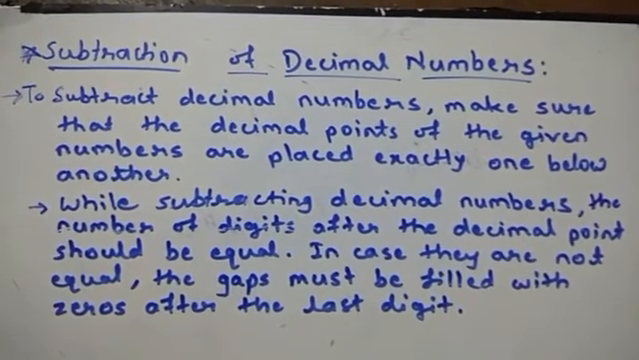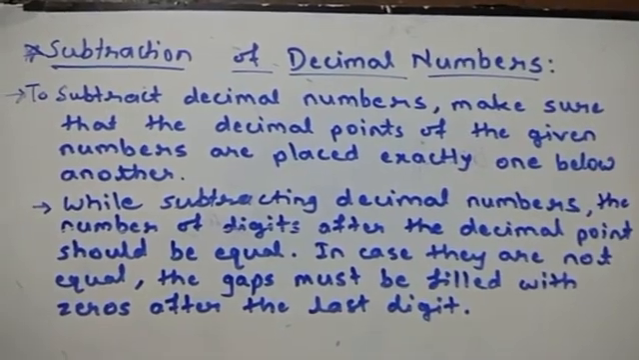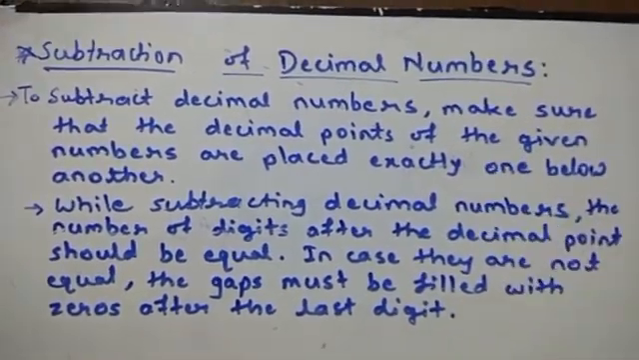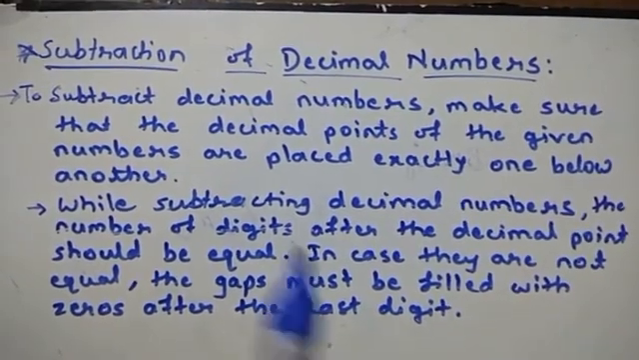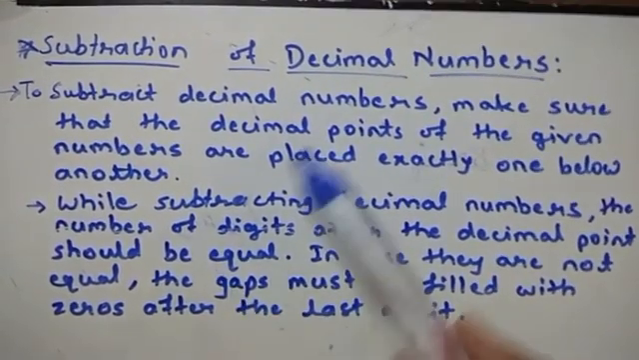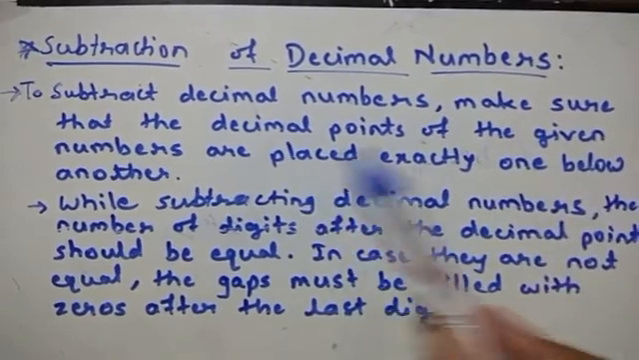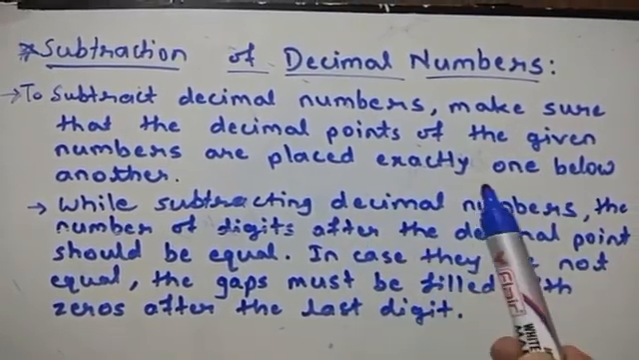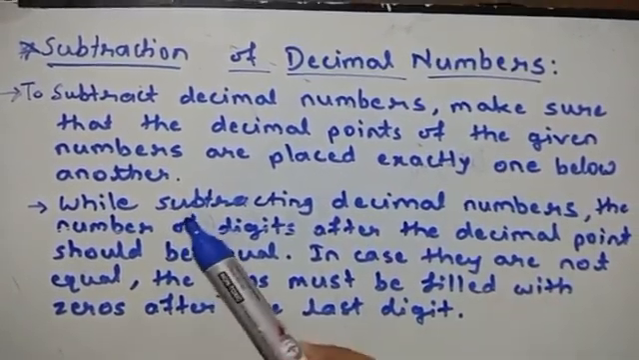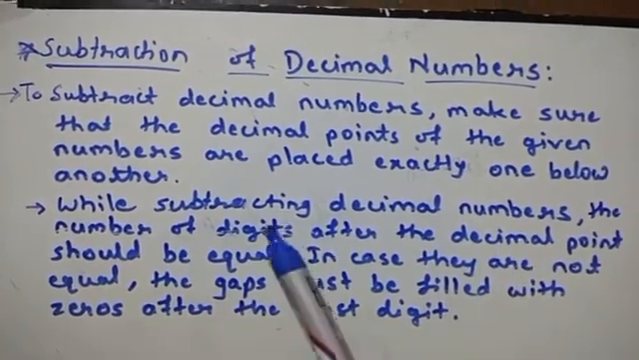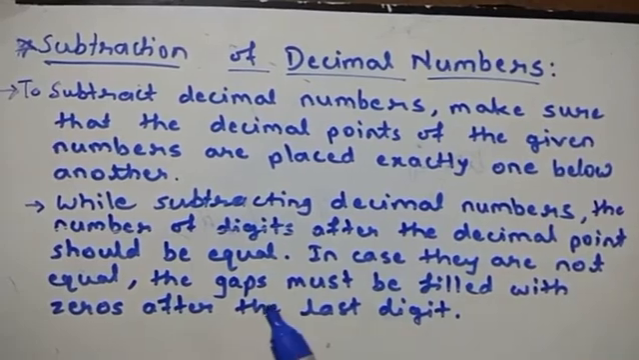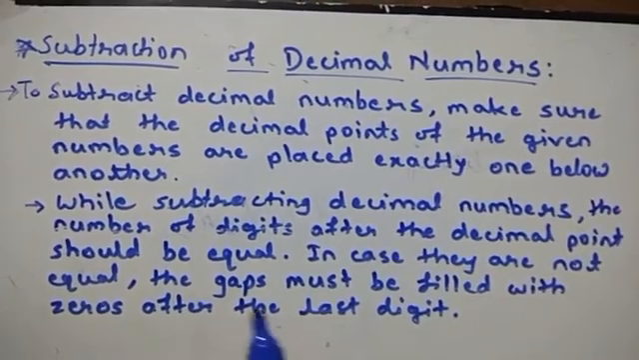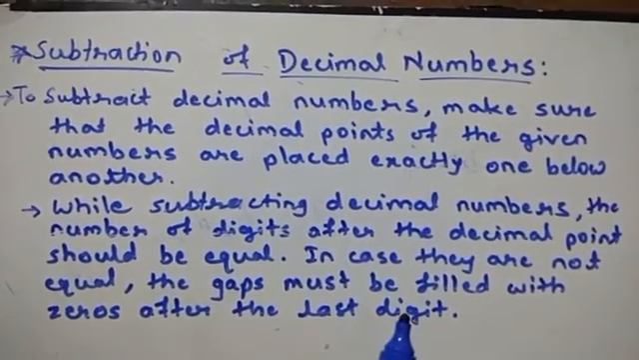Hello students, in this video we are going to study subtraction of decimal numbers. Subtraction of decimal numbers is the same as with whole numbers, but these two things are very important. To subtract decimal numbers, make sure that the decimal points of the given numbers are placed exactly one below another. While subtracting decimal numbers, the number of digits after the decimal point should be equal. In case they are not equal, the gaps must be filled with zeros after the last digit.